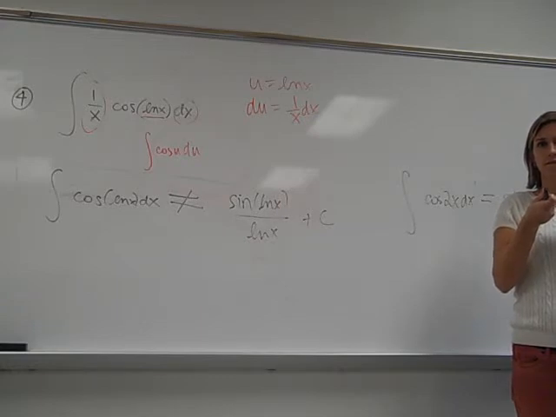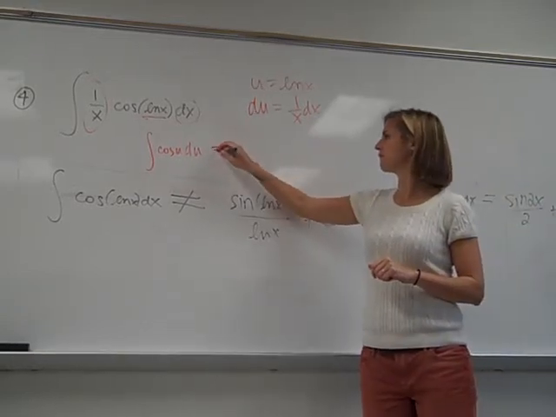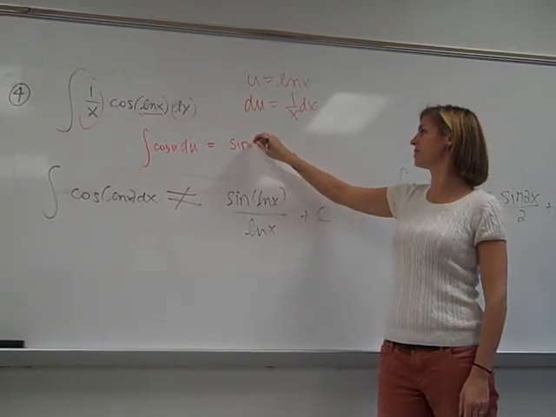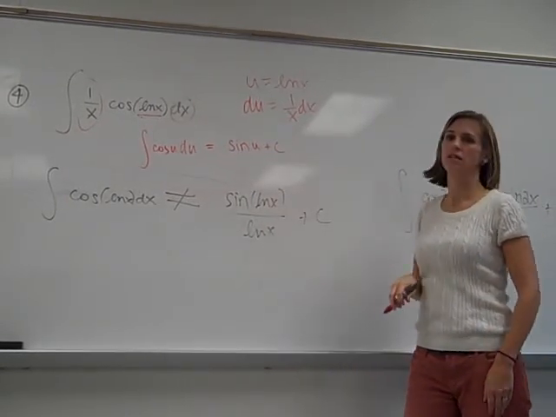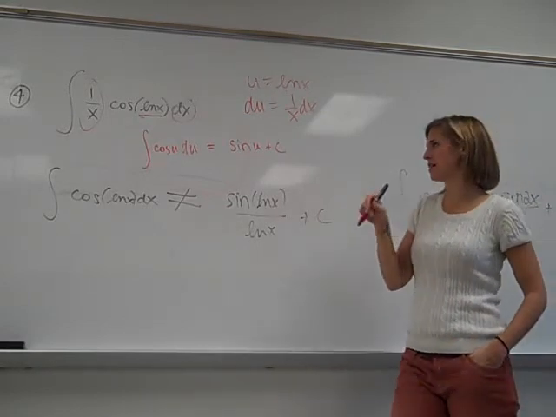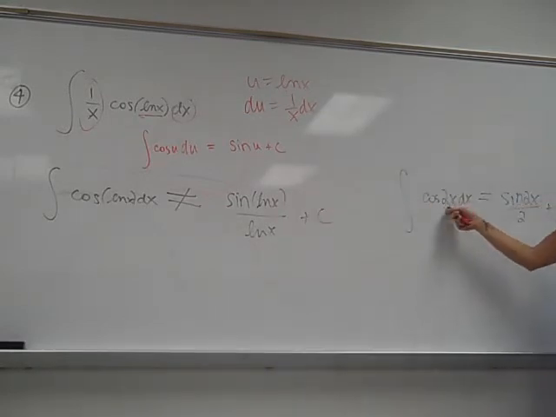But wouldn't that just be sine of u over u, and then you plug in ln x and you have the same thing you have? No, it wouldn't be over u. It would be sine of u. Period. The only time you put it over anything is if you have a coefficient in front of your variable. Oh, right. Then you put it over there.